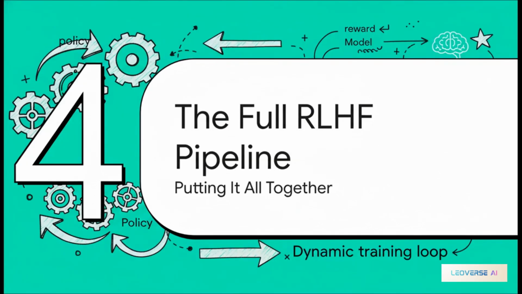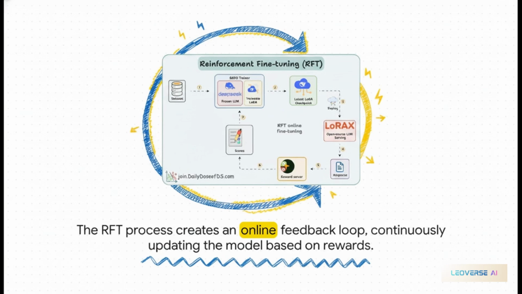Okay, so we've looked at the individual pieces, right? We have the policy and we have the reward model. Now let's zoom out and see how they all fit together into one single dynamic training loop. Let's just walk through this loop because it shows you exactly how this works in an online system.